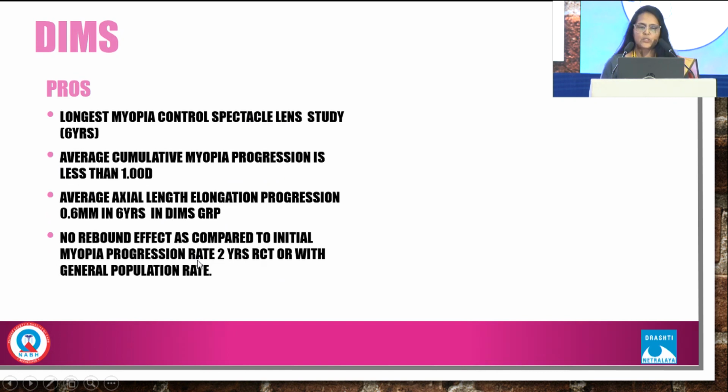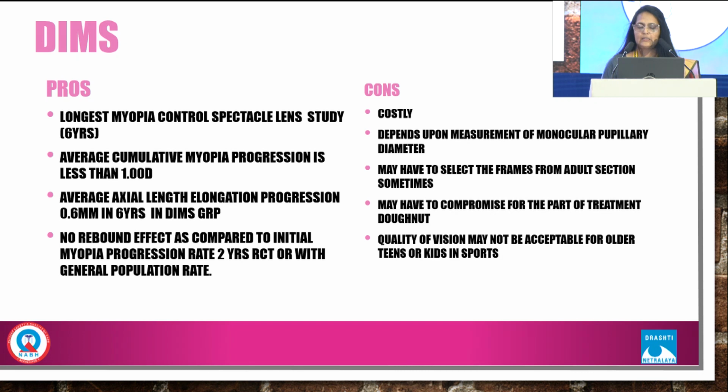It is the longest myopia control spectacle study, at 6 years. Average cumulative myopia progression is less than 1 diopter. Average axial length elongation is 0.6 millimeter in 6 years in the DIMS study, and there is no rebound effect, as compared to the initial 2 years and the second and third year of the study.